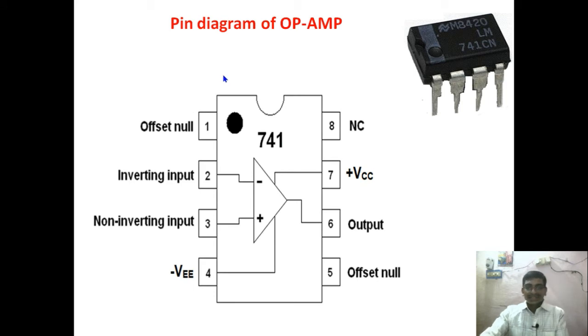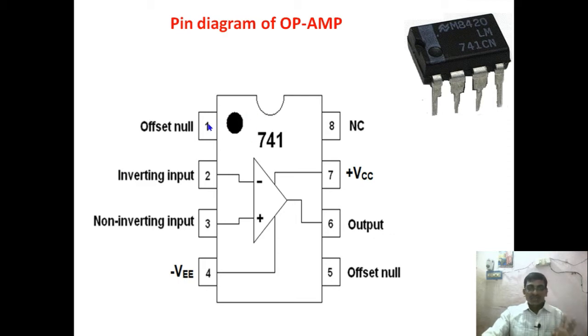Okay, then this is the pin diagram of the op amp. This is the practical image of the operational amplifier LM741CN. This is the pin diagram of IC741, which is very important. And the 8-pin package is also called a mini DIP package. Here we have to identify the pins.